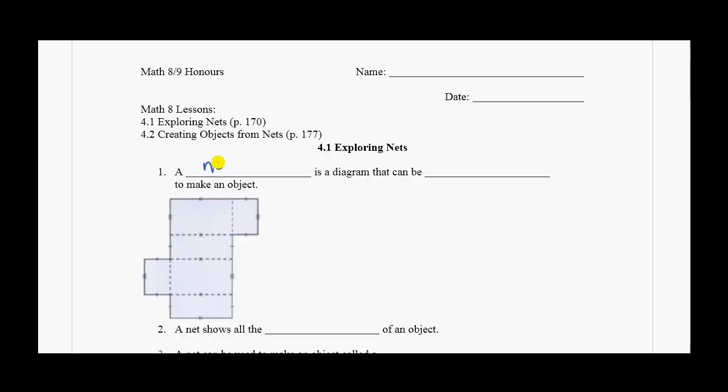A net is a diagram that can be folded to make an object. In number 1 we have a diagram of a net. That net could be folded to make a rectangular prism. If we sketch a rectangular prism, it would basically be a three-dimensional object that would look like that.